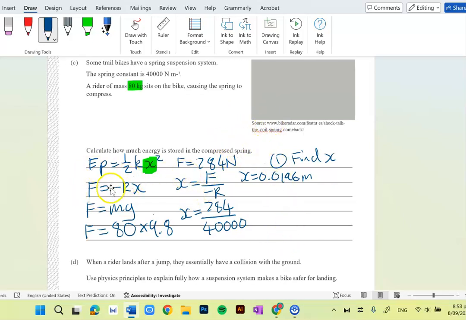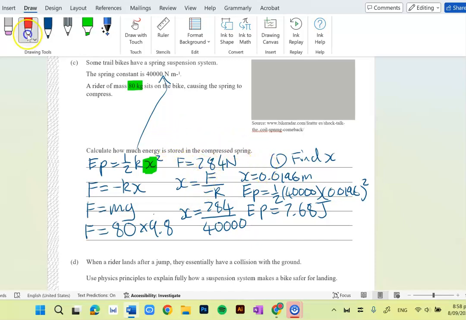So now to get the elastic potential energy in the compressed spring, we have all the information we need. Now it's just plugging in what we found. So EP equals half of K, which is 40,000, times 0.0196 squared. Don't forget that squared. So EP will equal 7.68 joules rounded correctly.